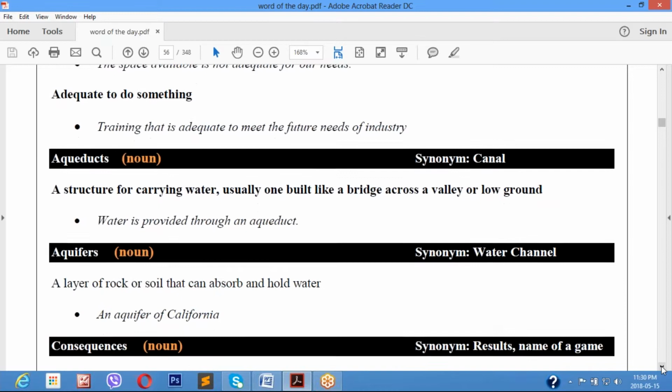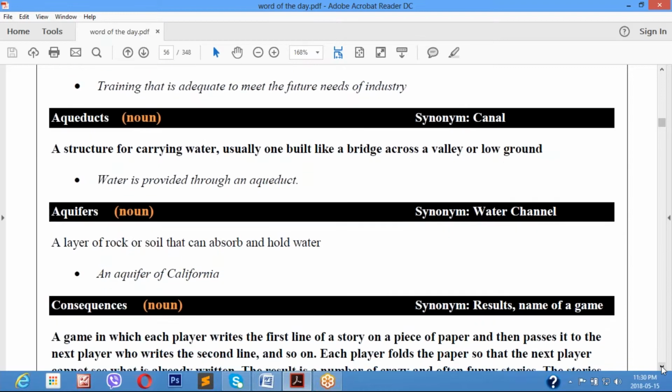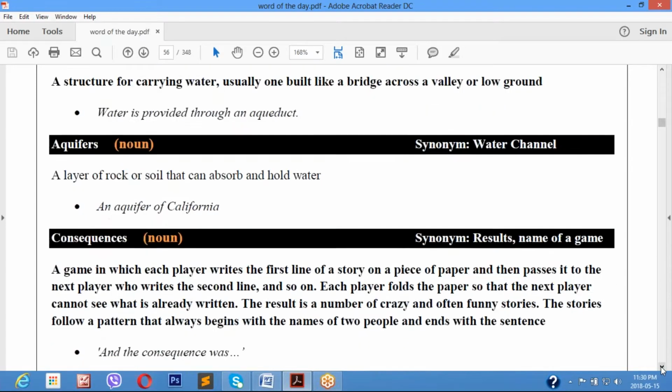Aqueducts. Aqueducts, a structure for carrying water, usually one built like a bridge across a valley or low ground. In Urdu we call it karez; in Balochistan they often build underground aqueducts through which water passes. Aqua is related to water. Aquifer, a layer of rock or soil that can absorb and hold water, in a channel. That is aquifer.